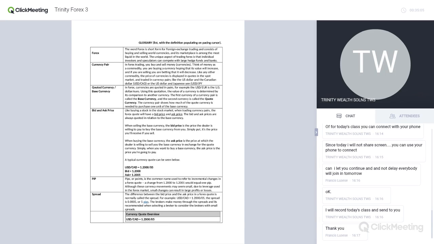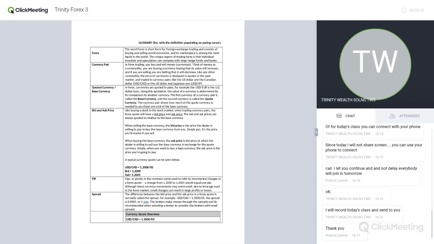Then we go to quoted currency and base currency. Remember, we said they are always in pairs, all right? So in Forex, currencies are quoted in pairs. We have a case of USD-EUR. Is that US dollar versus euro? So using this quotation, the value of a currency is determined by its comparison to another currency. Just what we said under the pairs, all right?